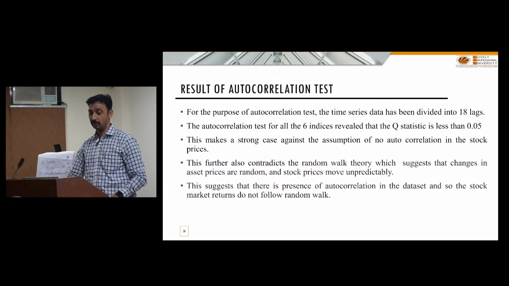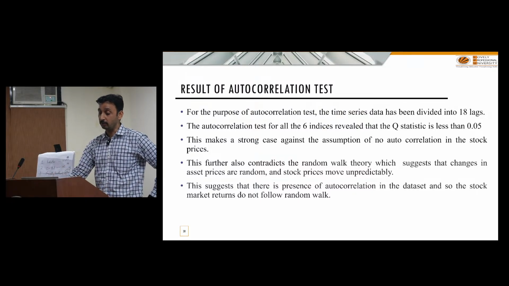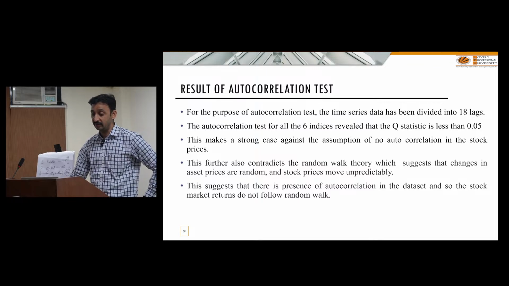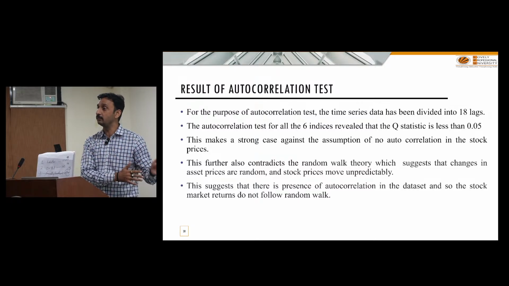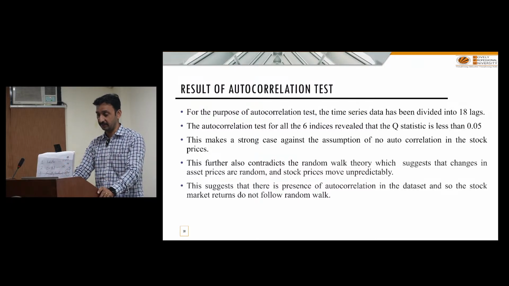That's what I'm talking about. This suggests the presence of autocorrelation in the data set, and the stock market returns do not follow the random walk. So this is not following the random walk. This is basically purely based on the stationarity of the data. The data has correlation in this case.